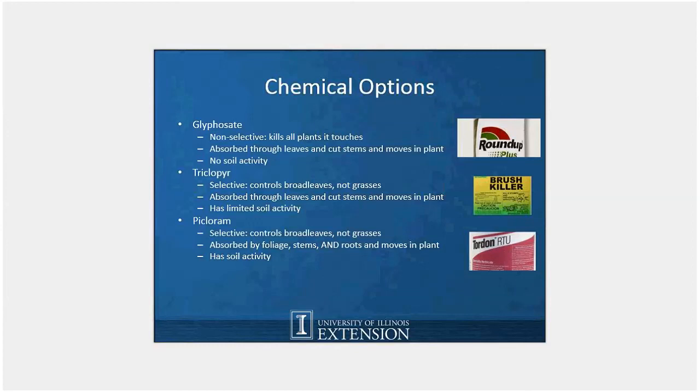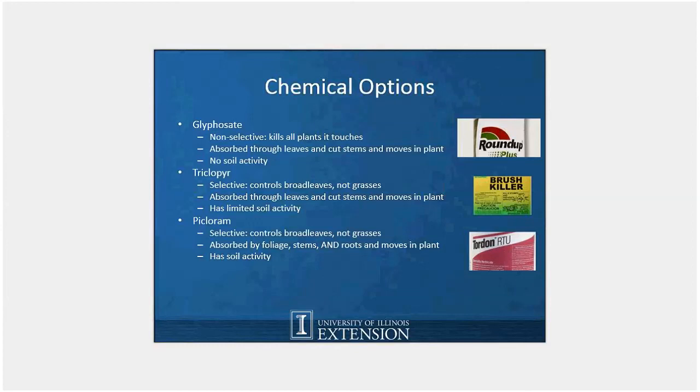The picloram is a product that you can see listed on your handout. That one is usually sold as Tordon. As you can see here on the slide, Tordon RTU, which means ready to use. I find it in my farm stores or my box stores, the garden centers, available for sale. It's in a squeeze bottle, and it's already got a dye in it, and you can just squeeze it right out on a cut surface.